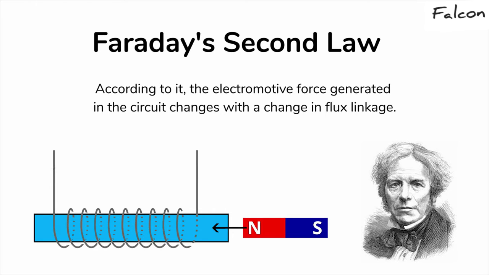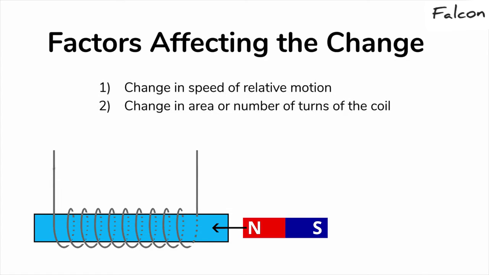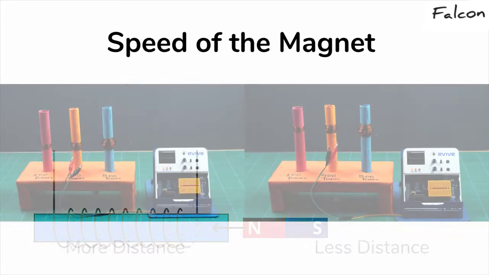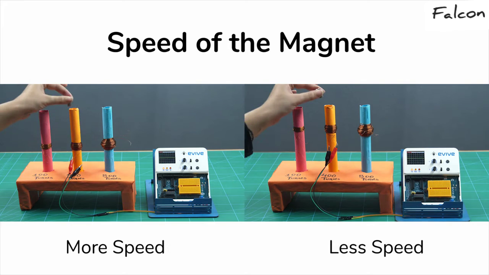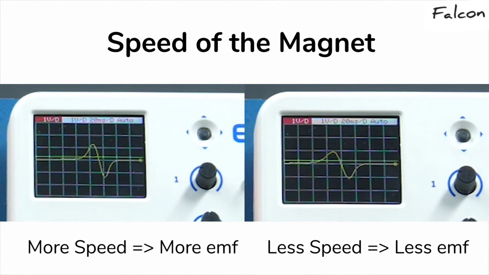According to it, the electromotive force generated in the circuit changes with the change in flux linkage. Let's have a look at the factors that cause the change. First, the speed of the magnet. We have placed the coil in the center of the pipe, thus increasing its distance from the top. In this case, the speed of the magnet is more when it reaches the coil as compared to when the coil is at the top. You will notice the following changes.